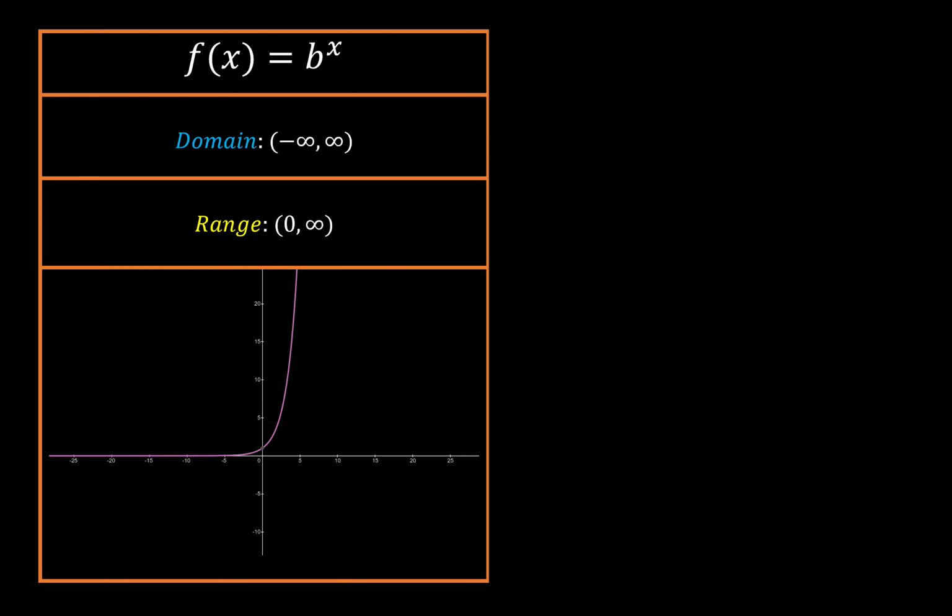Let's revisit the graph of an exponential function. Remember that the domain for an exponential function of this form is the entire real line, while the range of this function are all real numbers greater than 0.